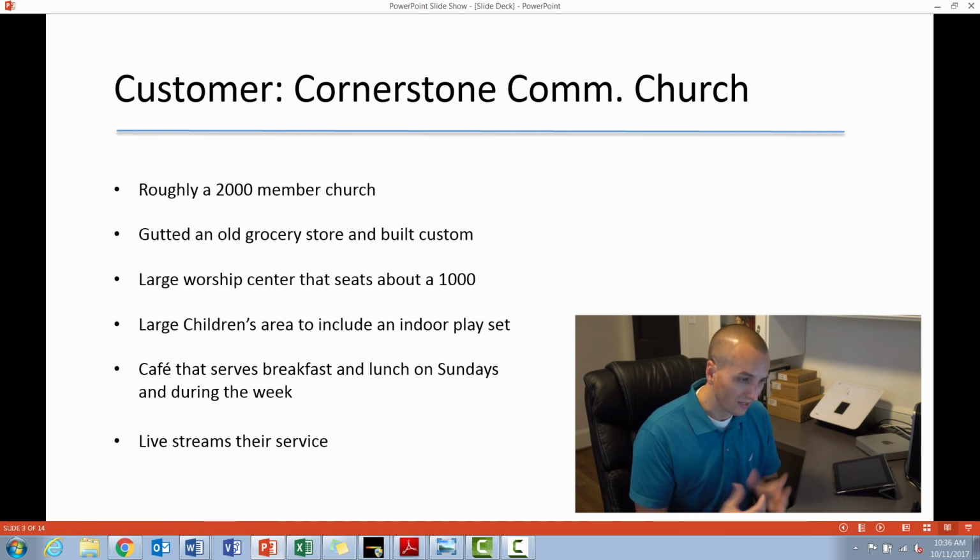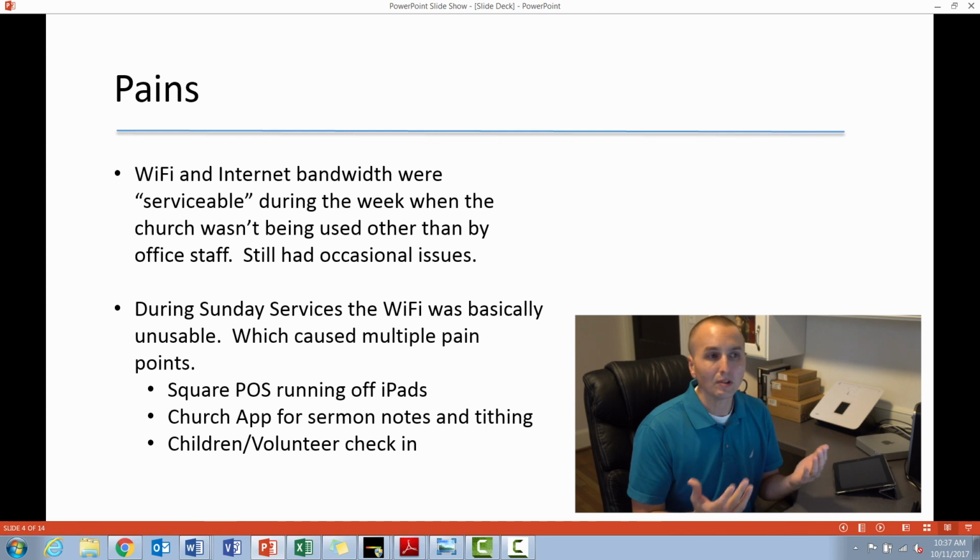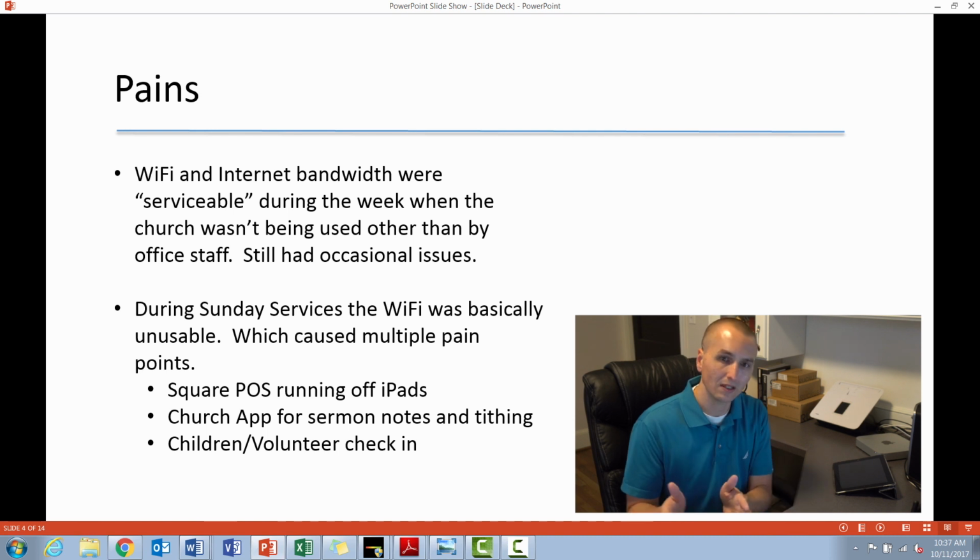And of course, like any church of that size these days, they're live streaming their service as well. They're a very digitally conscious church, so a lot of their initial initiatives are very digitally focused. Obviously when I met with them, they're telling me their pains. I'm there for a reason, right? So for the most part, wireless and overall internet bandwidth is serviceable during the week, not Sunday services, but just during the week. And even with that, their cafe during the week, when people would come in to get breakfast or lunch, even that would struggle at times with just a few people.